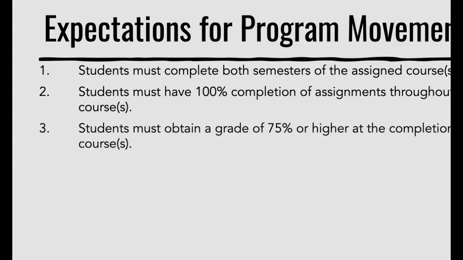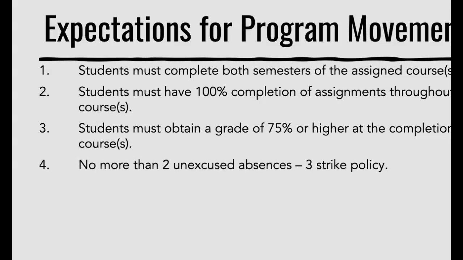Okay, for number 3, students must obtain a grade of 75% or higher at the completion of the course. All right, so normal grades at St. Lawrence, a 69 to a 79, right around there is a C, right? So we're asking you for a mid-level C, B, or an A in order to move up in programs. And then finally here, no more than 2 unexcused absences. We are running a 3-strike policy. All right, and on the 3rd strike, you will not be asked to move up programs.